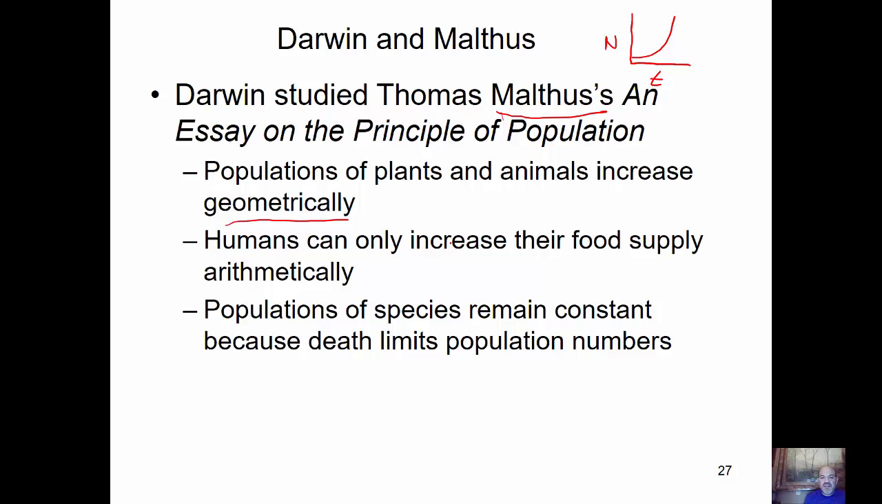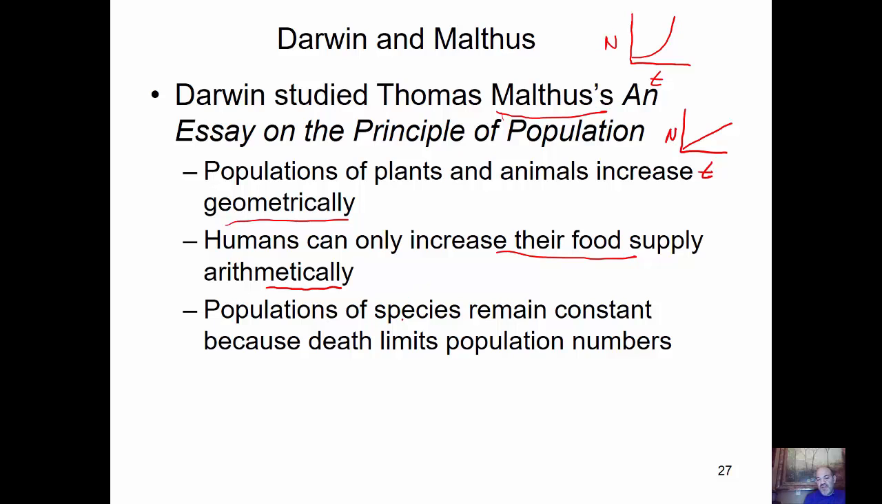He also noticed that humans do have the potential to grow like that, but they did not have the ability to increase their food supply. Instead, humans increase their food supply arithmetically. Arithmetically is just a different way of saying linearly, so instead the food supply would grow like that. So it was thought then that just like animals in nature, humans could also perhaps exceed the ability to grow enough food to support the growing populations.